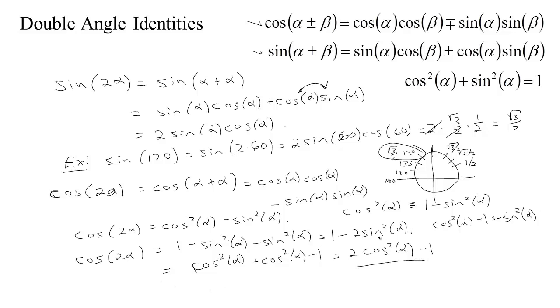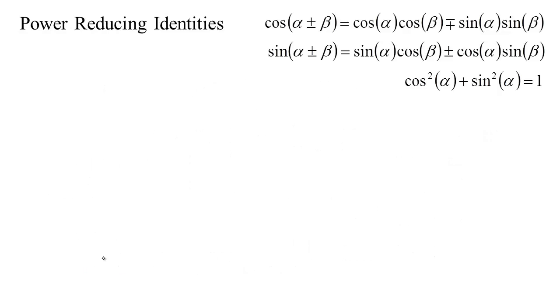These two are very useful in calculus. Let me just rewrite them here. The cosine of 2 alpha has two forms. One form involves cosine, so it's 2 cosine squared alpha minus 1. And the other one is that the cosine of 2 alpha is 1 minus 2 sine squared alpha. We got that by using the angle sum formula for cosine together with the Pythagorean identity so that we could write everything in terms of either cosine squared or sine squared.